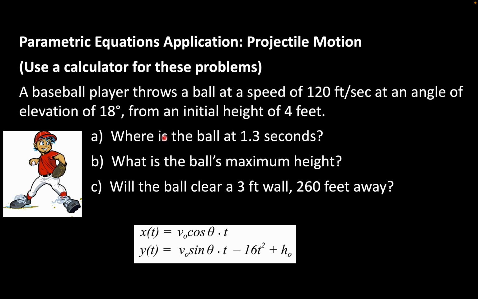The questions are: where is the ball at 1.3 seconds? So horizontally and vertically, what's the location of that ball? What is the ball's maximum height? So the largest value of y we can achieve. And then, will the ball clear a wall that is 3 feet tall and 260 feet away? And those are the equations that we derived together for the projectile motion. Try the problem yourself first, then watch the solution.